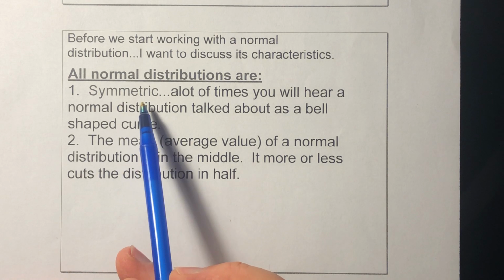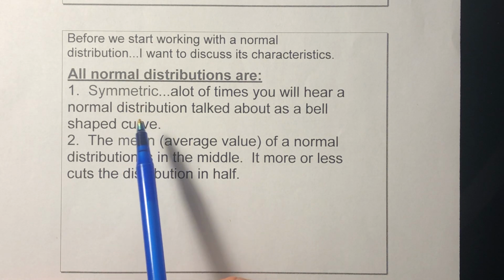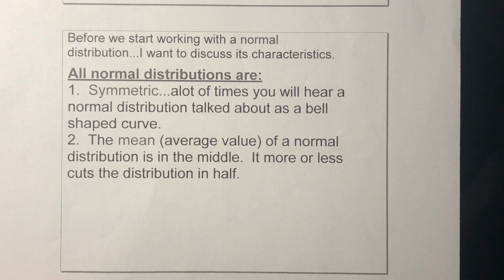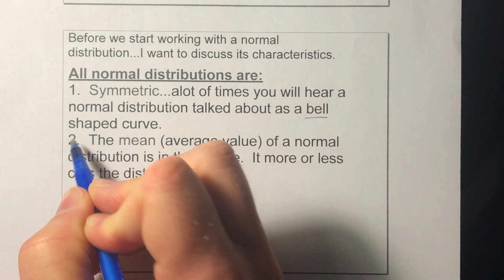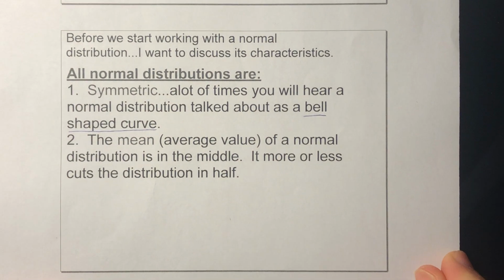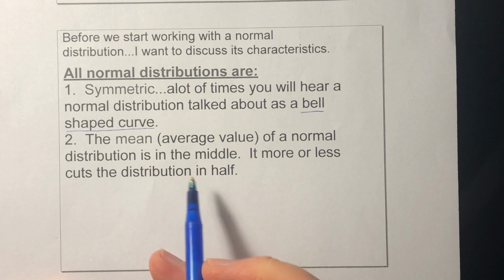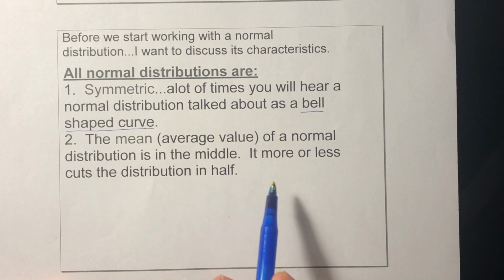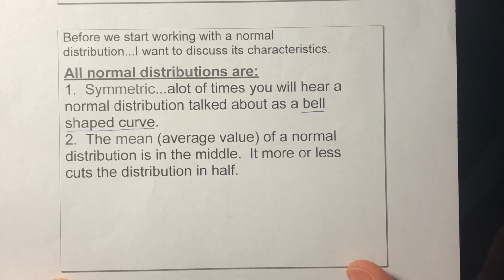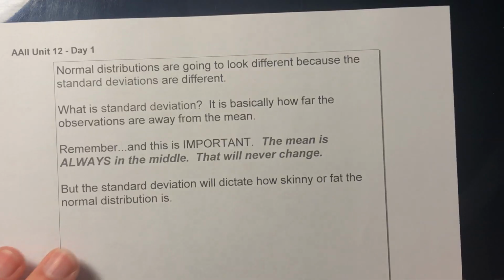So it's symmetric, so if we draw a line right down in the middle, it is 50% on the right, 50% on the left. Okay, so that's why a lot of people refer to this as a bell-shaped curve. Okay, the mean, which is the average value, is always in the middle. So it more or less cuts the distribution in half. The mean is always in the middle.